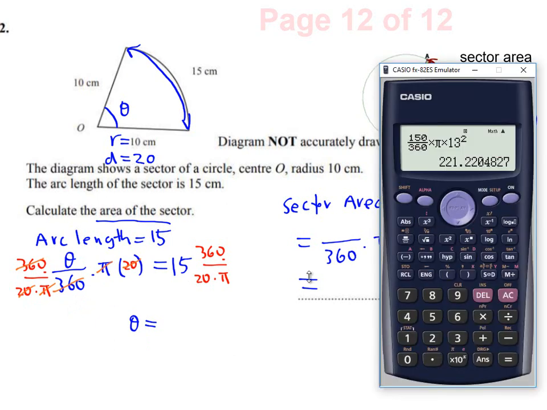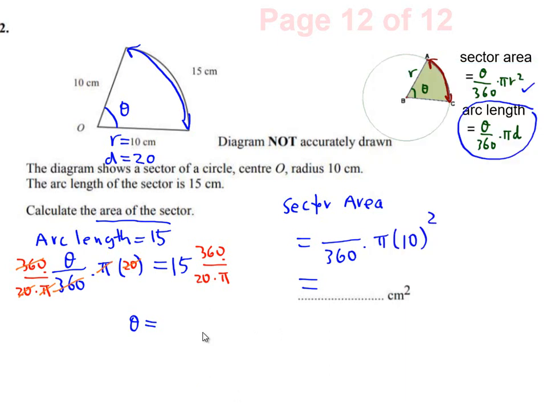Again, bring the calculator up. So that is 15 times fraction 360 over 20 times pi, or I can write it as 20 pi. And what does that give me? 85.9. So I know the angle is 85.9 degrees.